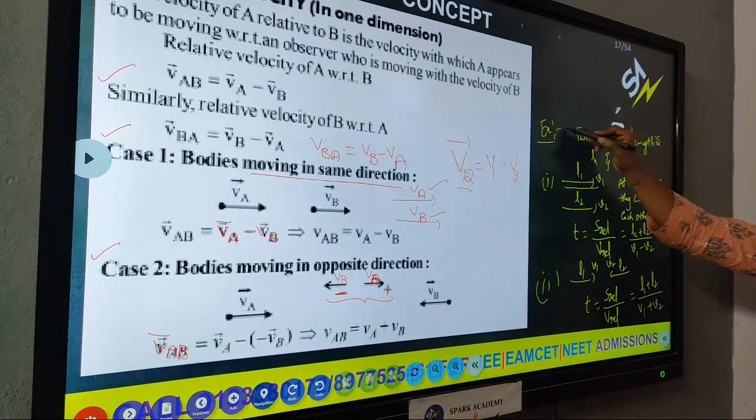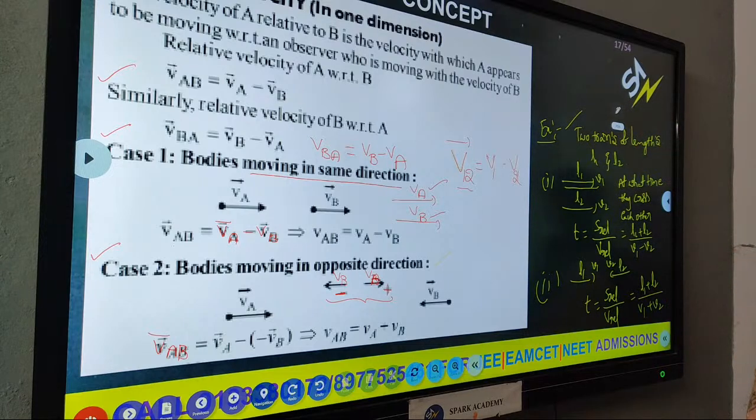So these type of questions can be asked about the relative motion in one dimension. So we have to consider in same direction relative velocity is difference in their velocities. In opposite direction, relative velocity is equal to addition, adding their velocities.